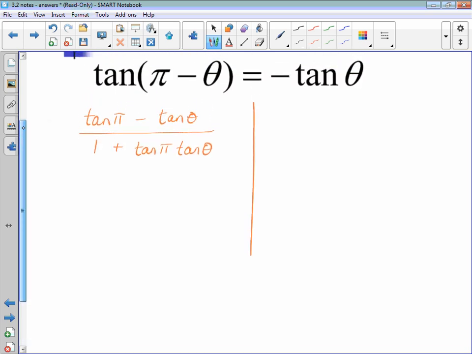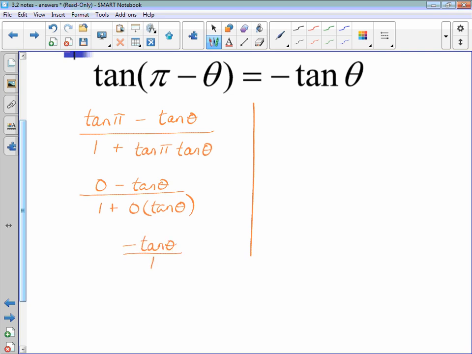Okay. Key here is knowing what tangent of pi is. So what is tangent of pi? I hope it's not undefined because that would be really tricky to use in this formula. So what is it? 0, yeah. So really I've got 0 minus tangent of theta over 1 plus 0 times tangent of theta. So in my numerator, all I have is negative tangent of theta. Denominator, all that's left is 1. So you're there.